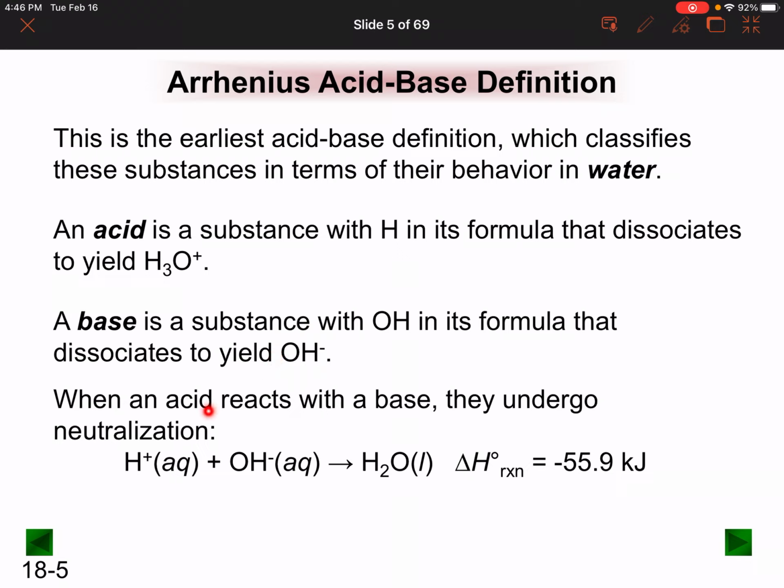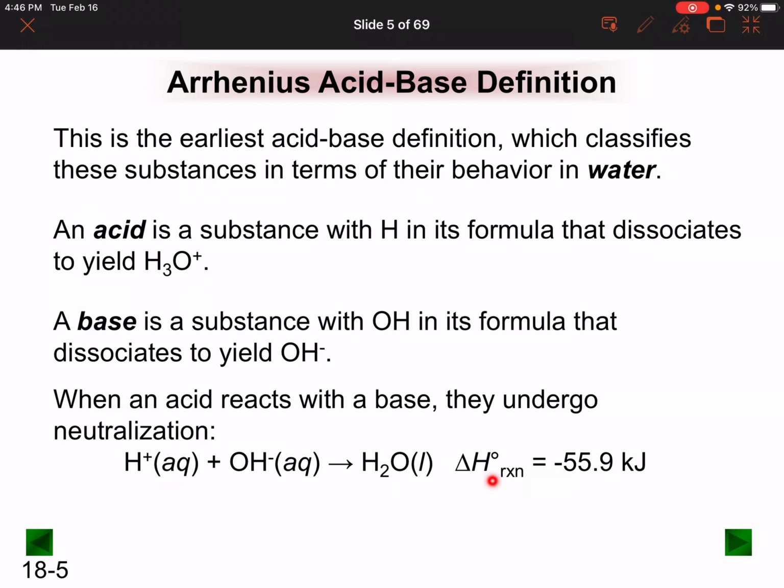So basically, when an acid reacts with a base, they undergo neutralization. Neutralization forms a water molecule. Water is very neutral. If you take the pH of water, it would be 7. So basically H+ coming from the acid and hydroxide coming from the base together form a water molecule. Normally acid-base reactions are called neutralization reactions because they form a water molecule and a salt.